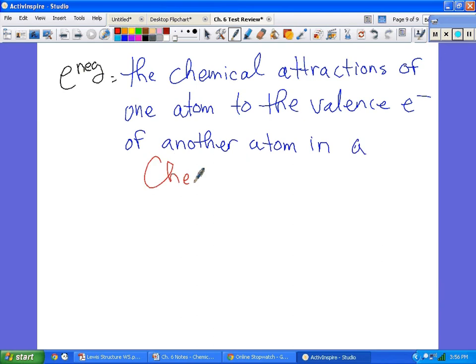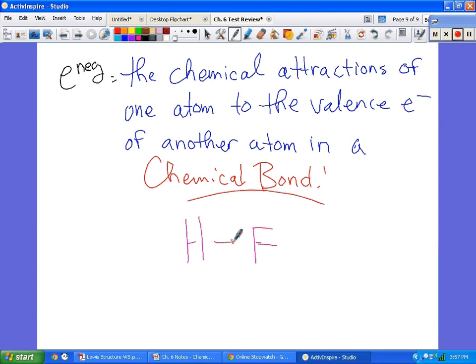Are you going to ask us on the test what's the most electronegative? Potentially. It's the biggest bully. Okay. So electronegativity, ENEG, what is the definition? It's the chemical attraction of one atom to the valence electrons of another atom, and the key here is in a chemical bond. What do I mean by that? When H is bonded to F, how attracted is F's nucleus to the valence electrons of H.